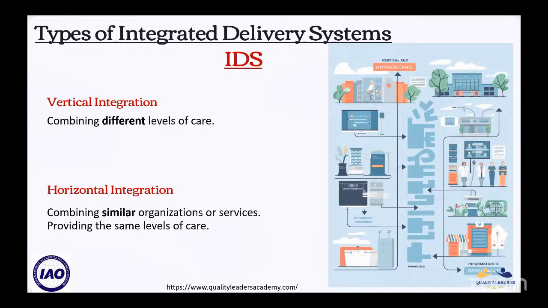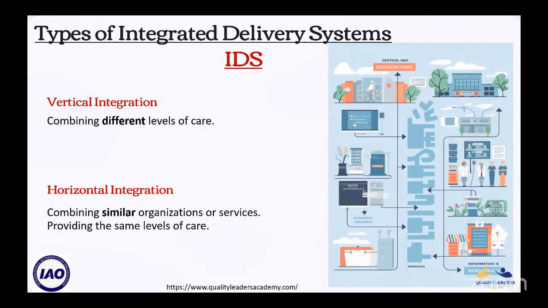So here a patient can move from the clinic to a daycare clinic to the hospital ICU to rehab to home care, all within the same integrated system. This is vertical integration. What's the advantage? There's a seamless transition. The hospital knows the patient is getting follow-up care because it's within the same system, right?